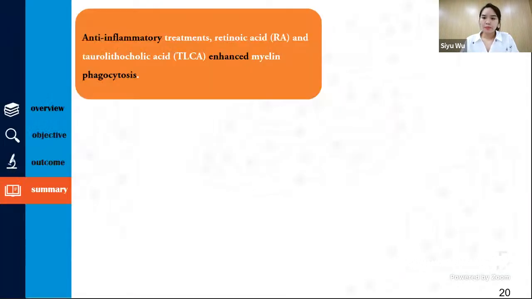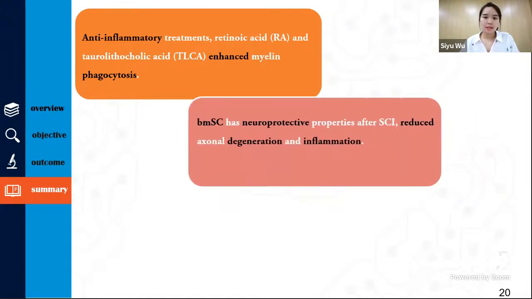So for conclusion, we have three statements. First, anti-inflammatory treatments, retinoic acid and tauroursodeoxycholic acid, enhance myelin phagocytosis. Second, bone marrow derived stem cells have neuroprotective properties after spinal cord injury and reduce the axonal degeneration and inflammation.